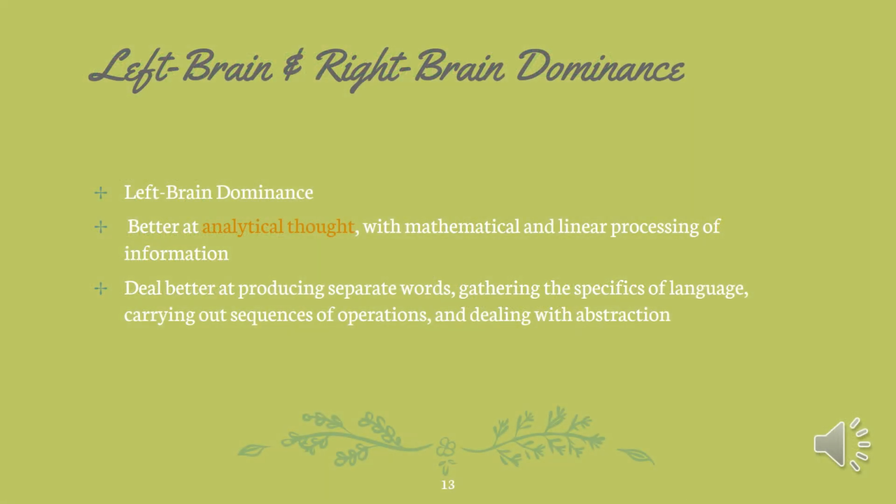The next style is left brain and right brain dominance. Left brain dominance: a student with left brain dominance is better at analytical thought, with mathematical and linear processing of information. They also deal better with producing separate words, gathering the specifics of language, carrying out sequences of operations, and dealing with abstraction.